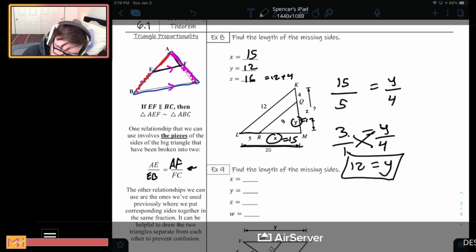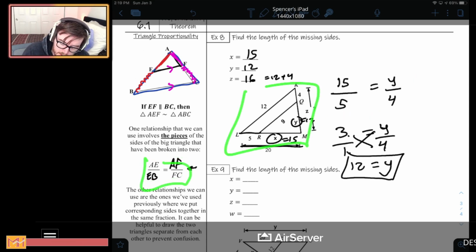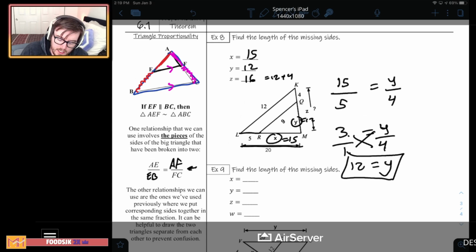So I hope you see how these matched up here, right? I know the letters are different than the letters on here, but don't think about the letters. Think about what you're looking at. Again, I can't stress enough that E is splitting up this side. R is splitting up this side. There's this half and this half. So I'm matching up these two halves, 15 and y, and 5 and 4. You see that?